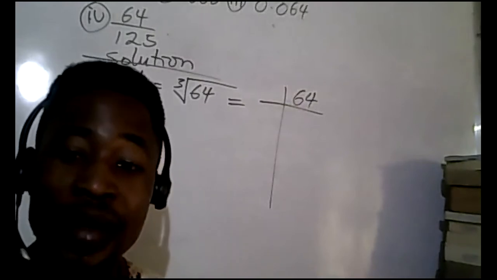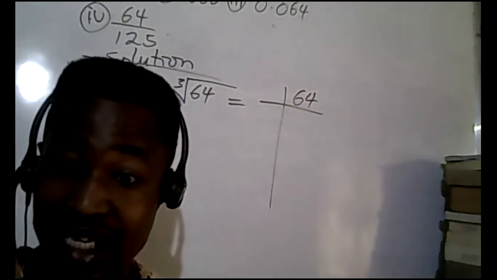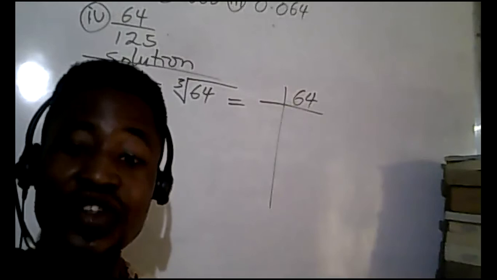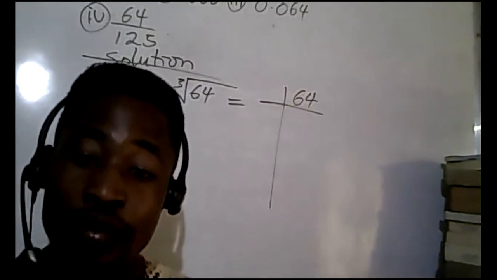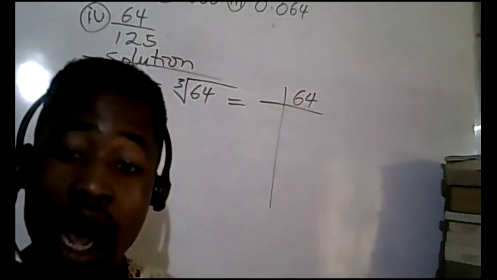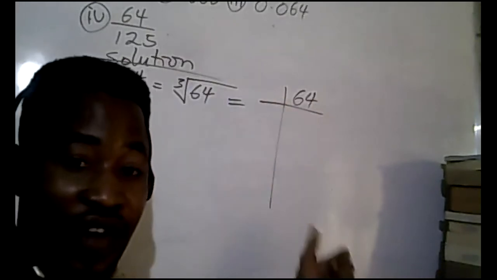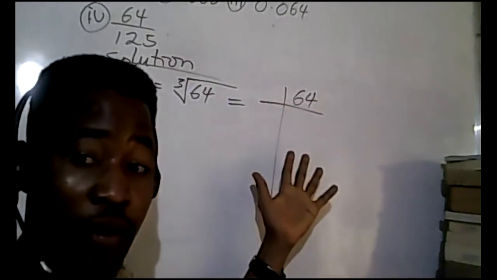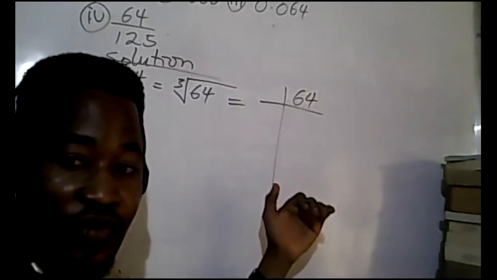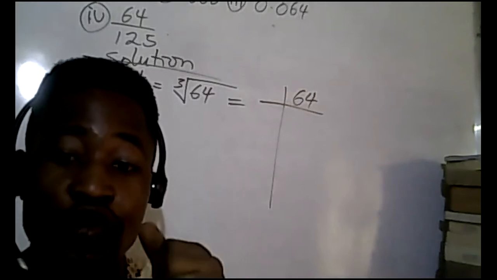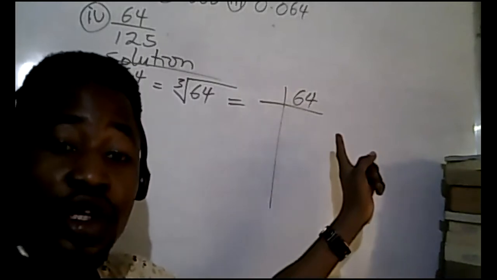That means any number that can be divided by 1 and itself is a prime number, starting from 2, 3, 5, 7. So these numbers that I've just mentioned and many more are prime numbers. That is what you would be using to divide as you express this number as a product of its prime factors.